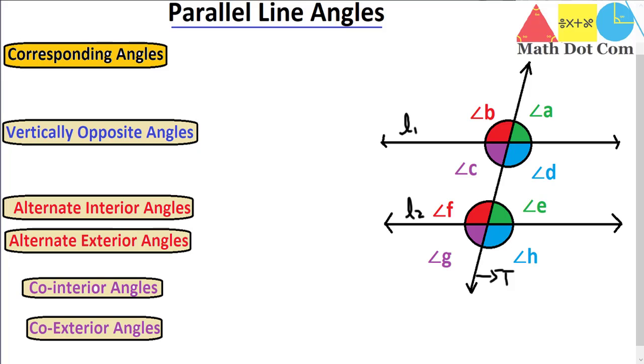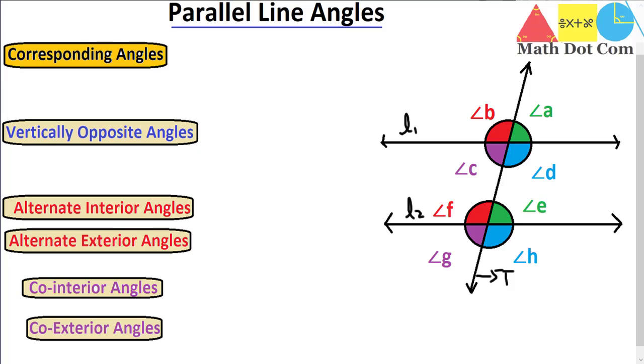One by one I will tell from this diagram which angles are corresponding angles, vertically opposite angles, alternate interior angles, alternate exterior angles, co-interior angles and co-exterior angles. So from the diagram, corresponding angles we have already discussed in detail in my previous lecture. You can see the link on the top right corner.